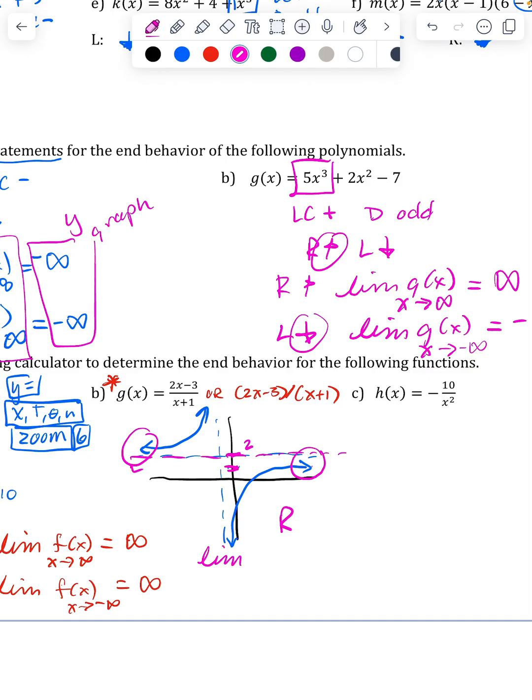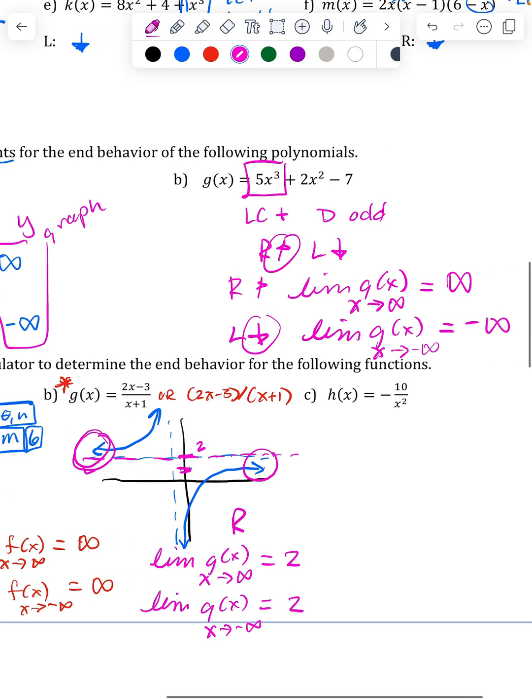So when I go to describe that, the limit of this function as x approaches positive infinity, which I'm talking about the right end, it's going towards 2. And the limit of this function as x goes to negative infinity, so now I'm looking at this end over here on the left, that part of the graph is approaching 2 as well. So they're not going up or down, they're getting close to 2.